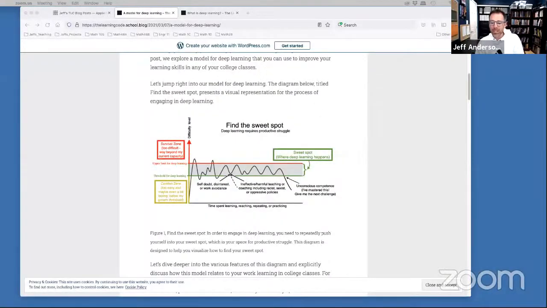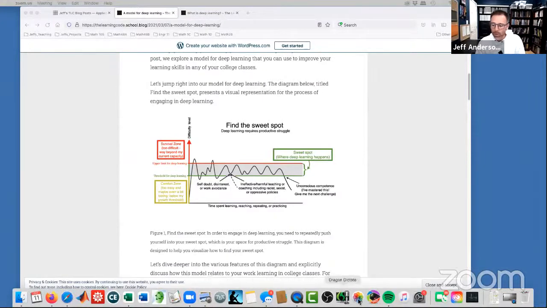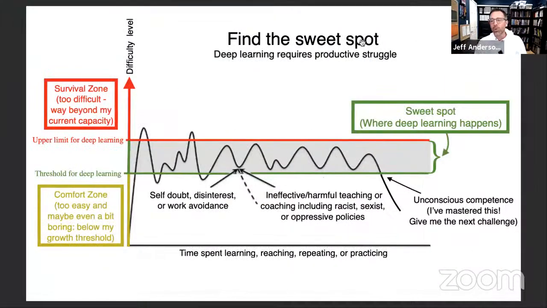And what the model that I want to develop is really highlighting the type of struggle that we want to do. So I'm going to use this language. This comes from Daniel Coyle's work. It's an extension of that, but it's a visual representation of the concept of deep learning. One of the things that in the science of learning that we talk a lot about is called productive struggle. And productive struggle is the idea that you're not doing things that are too easy, that you're really doing things that are hard enough to be difficult, but not hard enough to be impossible.